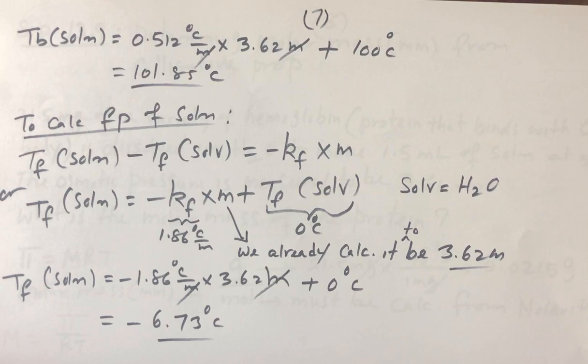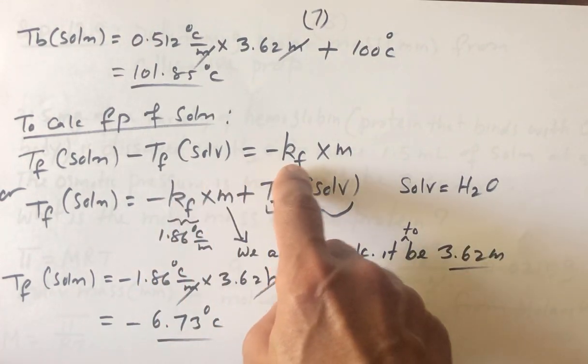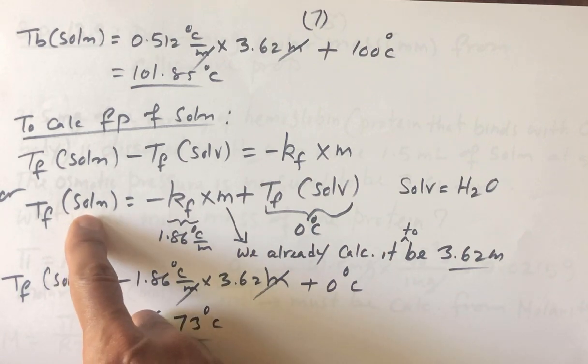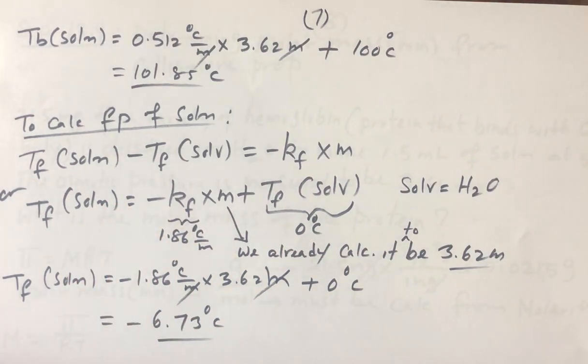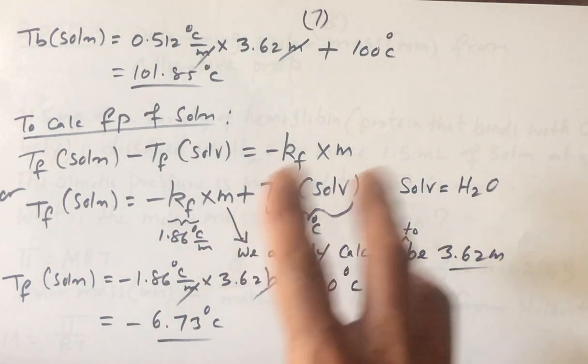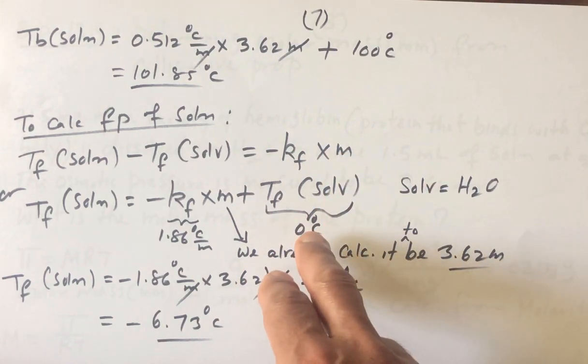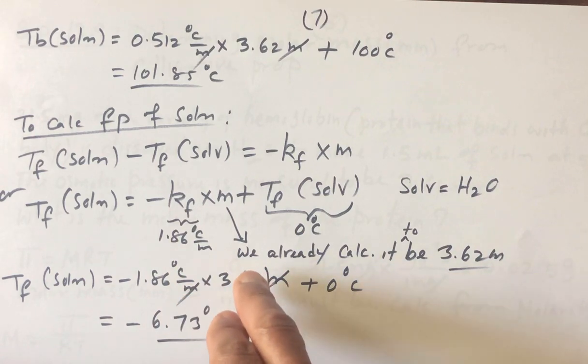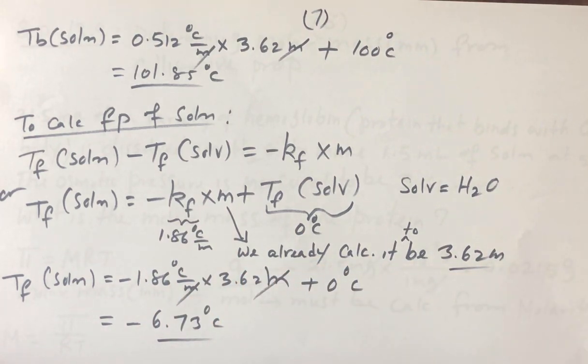The TF of the solution is going to be minus KF times M plus TF of the solvent. So I'm looking for TF of the solution. I'm solving for TF of solution. Again, everything is given. TF of the solvent, we already know it's 0. The KF is 1.86. Molality, we already calculated in part A to be 3.62. And we plug in everything and we get negative 6.73.